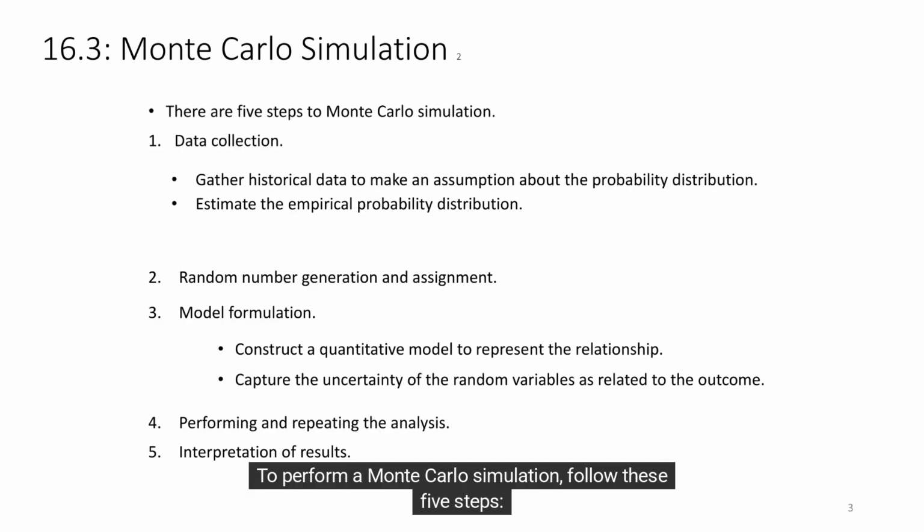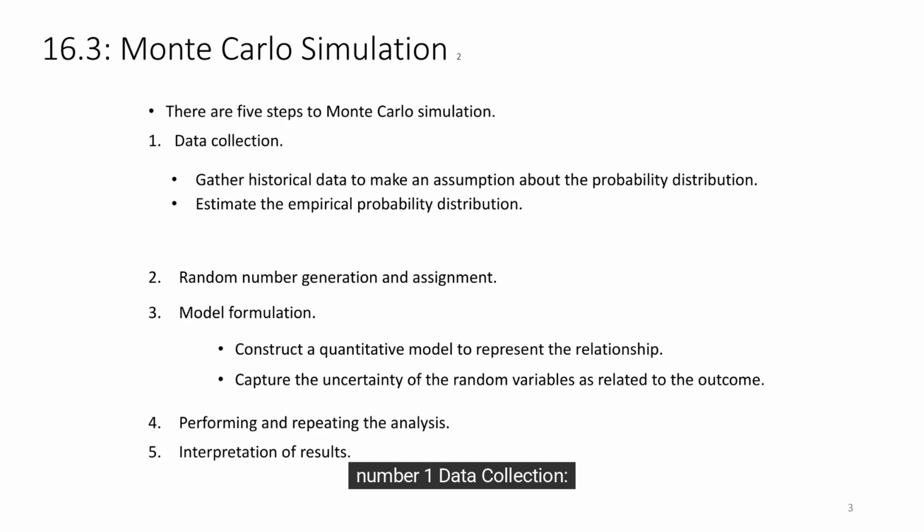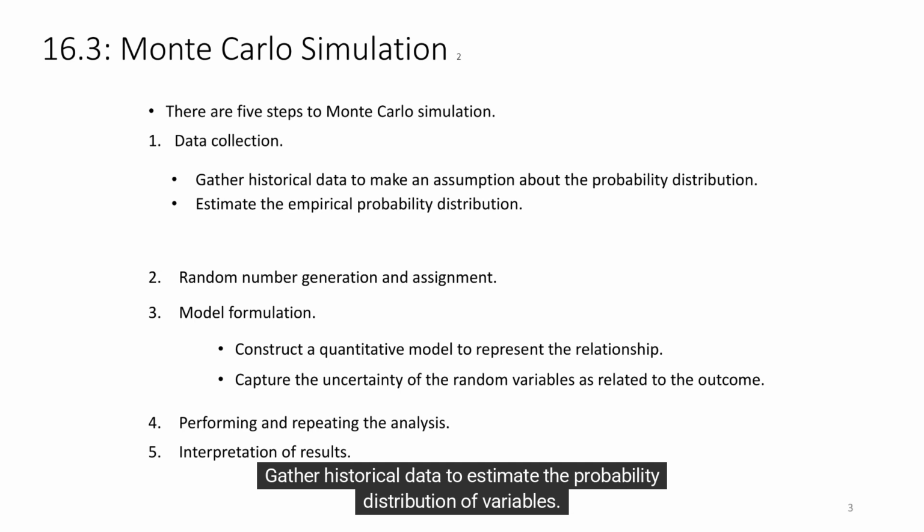To perform a Monte Carlo simulation, follow these 5 steps. Number 1, data collection. Gather historical data to estimate the probability distribution of variables. Construct an empirical probability distribution if historical data is available.